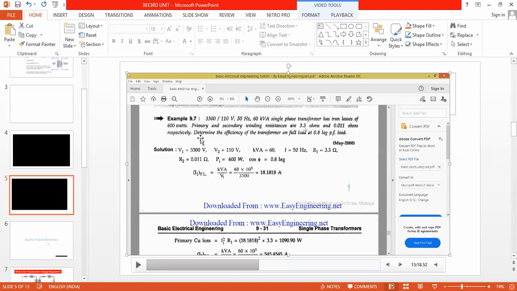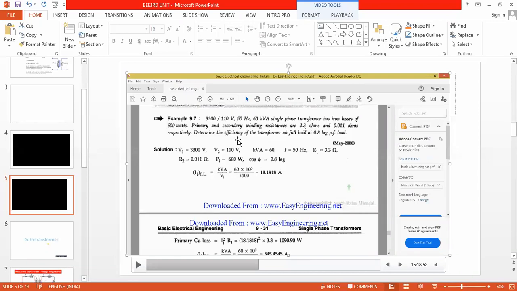Now you tell me what they are asking to calculate. This is a 10 marks problem. It takes time to understand. Determine the efficiency of the transformer on full load. Transformer efficiency on full load. Efficiency formula you are supposed to remember.